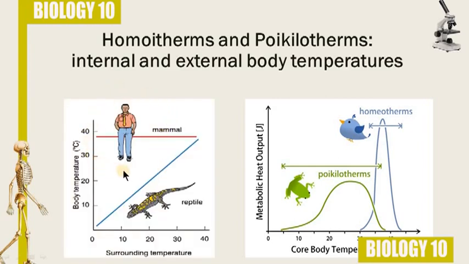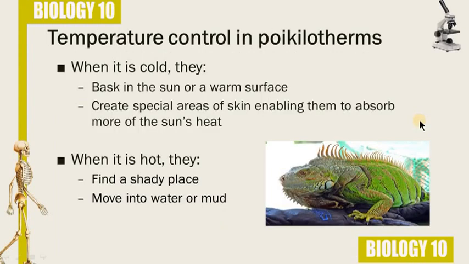Here is a comparison of internal body temperature versus the surroundings body temperature, and how reptiles and mammals compare. Because organisms such as reptiles rely on the local environment for their temperature, when it is cold, they will stay in the sun. They are also adapted in some areas of their bodies to absorb more heat. When it becomes too hot, they will find a shady place or move to water and mud which they can cool themselves down in.